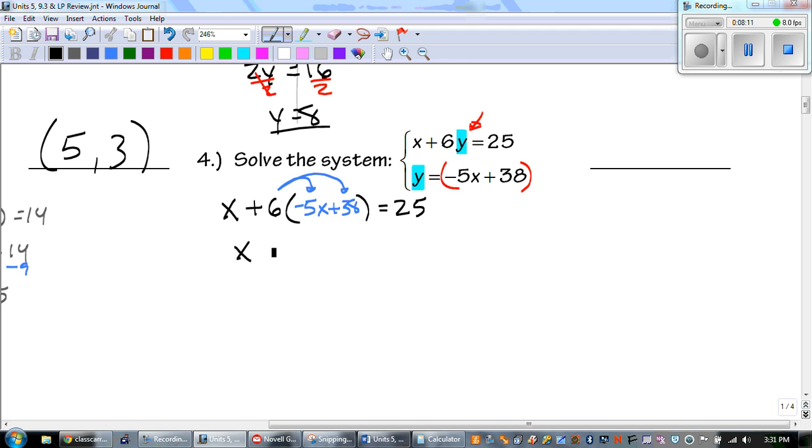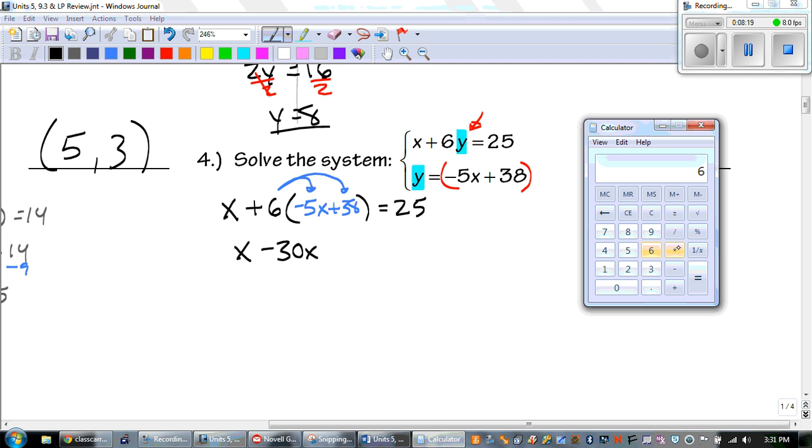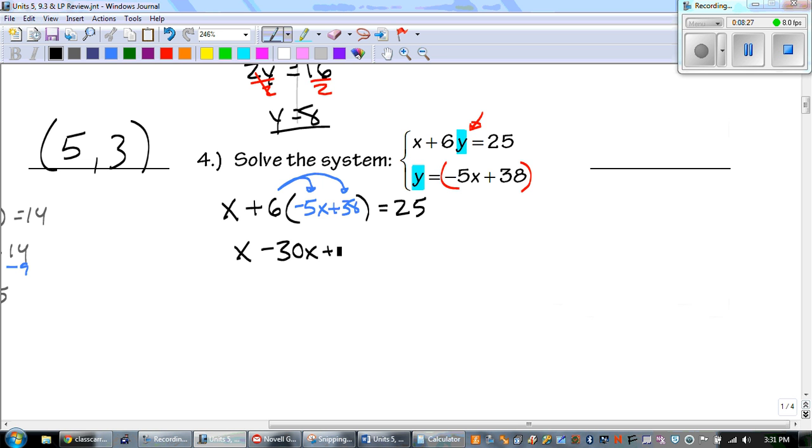Hopefully you guys have gotten those calculators. 6 times negative 5 is negative 30x. 6 times 38, I don't know that off the top of my head. We get 228, and it's a positive 228 equals 25. I need to combine my like terms. x minus 30x gives me negative 29x plus 228 equals 25.